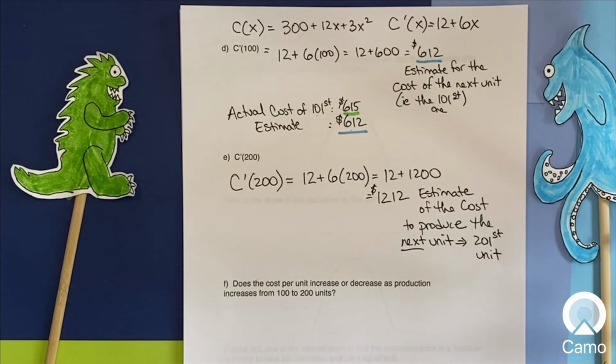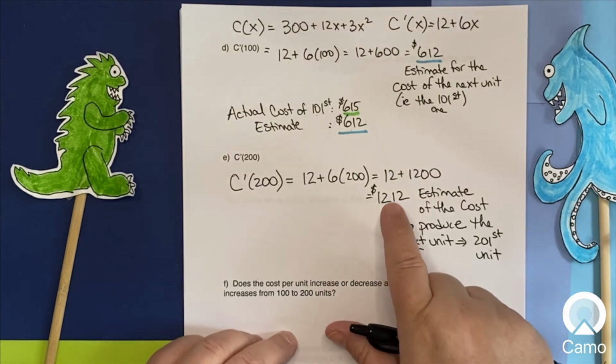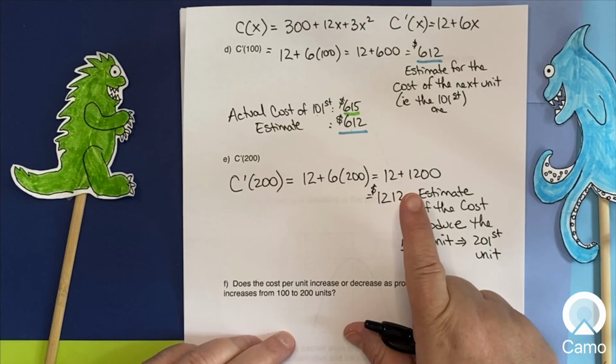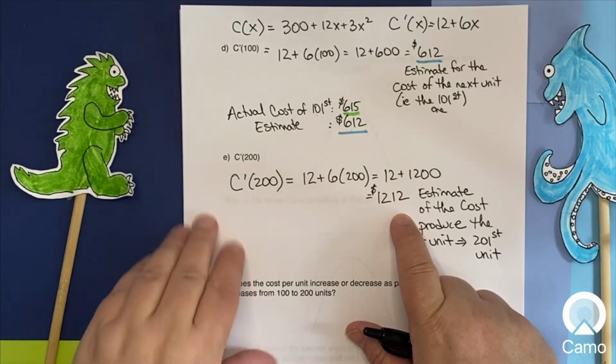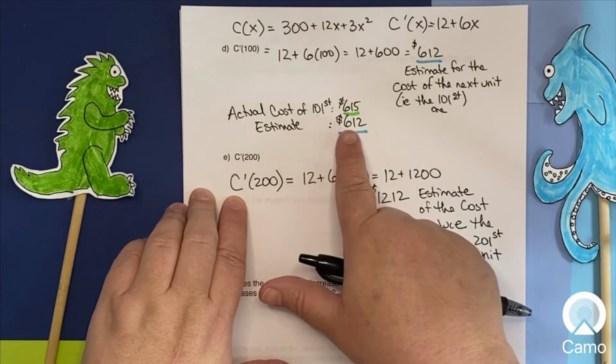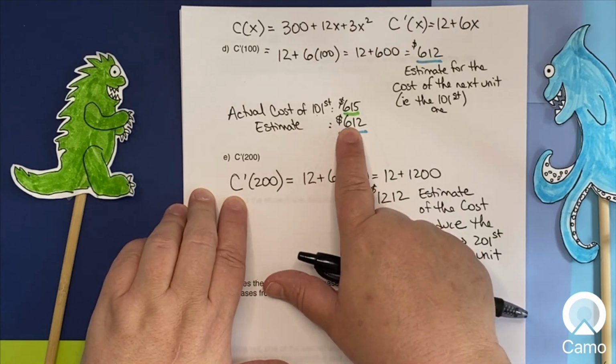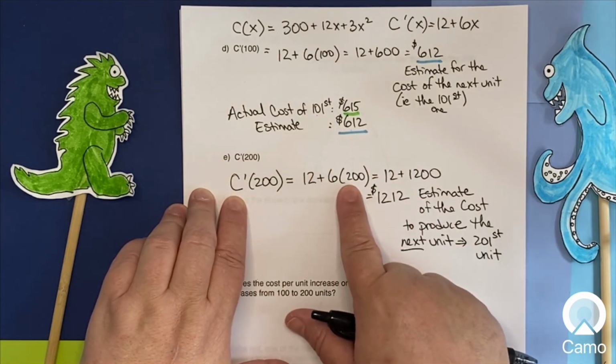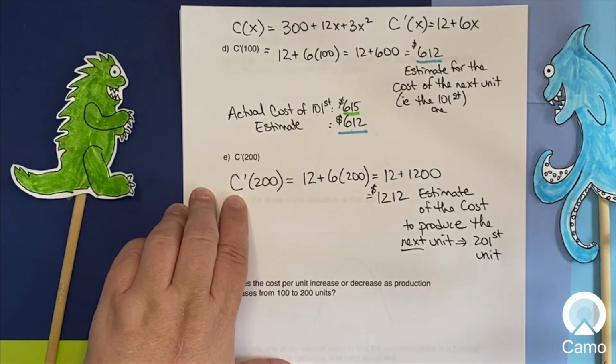And how is this useful again? Well, we can see that this is the marginal cost at 100. This is the marginal cost at 200. The marginal cost itself is increasing. So the instantaneous rate of change of the cost, the marginal cost, is increasing.